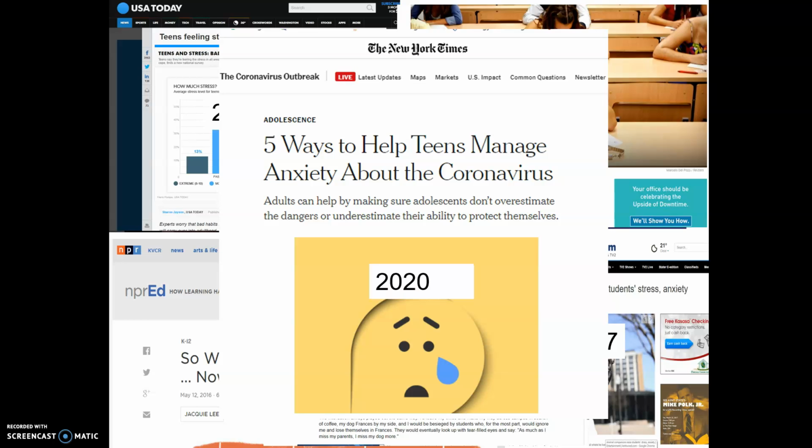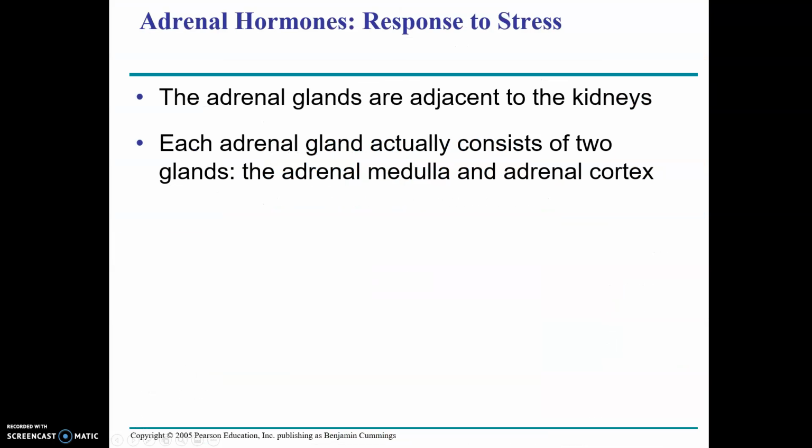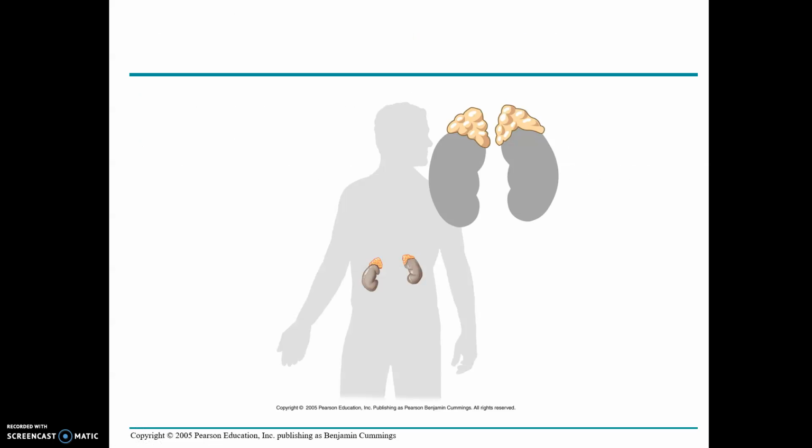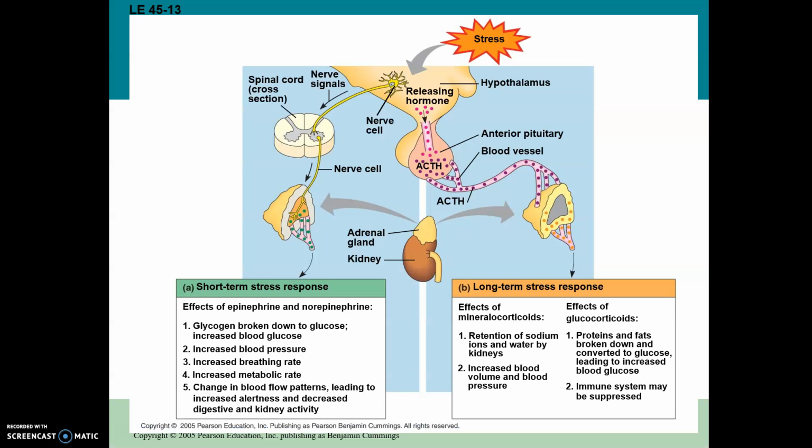So let's take a look at how stress is affecting your hormones. Okay, so the adrenal glands are on your kidneys. They're right on top, and they respond to stress. And there are two types of stress. The first one, of course, is short-term stress, which we call the fight or flight response. And the other one is a long-term stress response. So let's talk about the short term first.